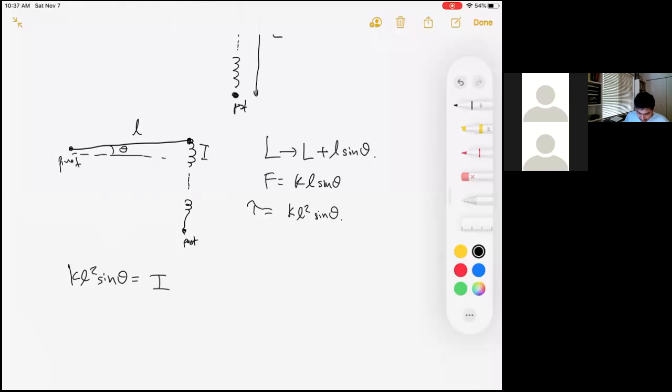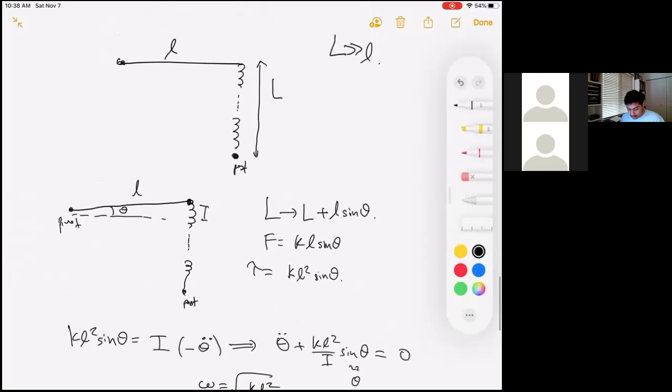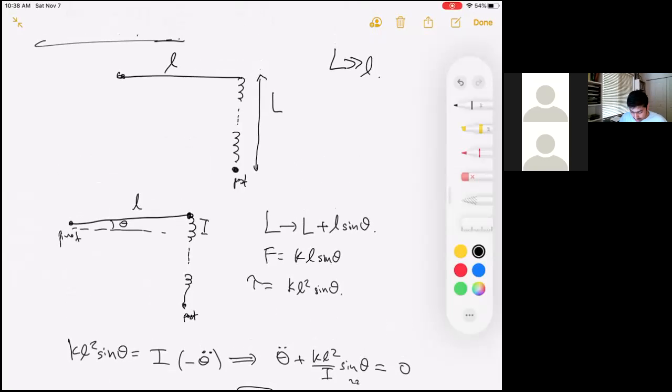And then alpha is equal to negative theta double dot. There's always a negative sign because the torque is trying to reduce theta, and theta double dot is positive when theta is increasing. That's why there's an overall negative sign. Anyways, the point is this implies that theta double dot plus KL squared over I sine theta is 0. And then if we approximate sine theta to be theta, then we find that the angular frequency is this, and the regular frequency, this is something I forgot to mention, is always just the angular frequency divided by 2 pi. So this is the regular frequency in this setup. This is the value of f. So again, this is the solution in the normal setting.